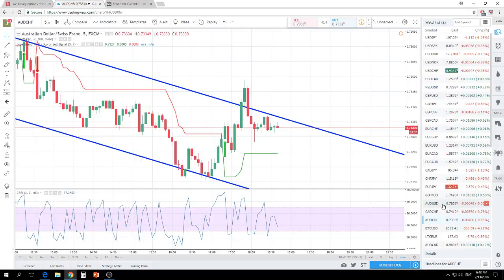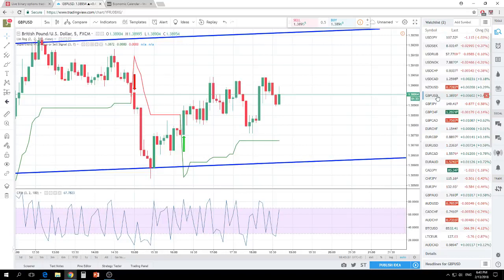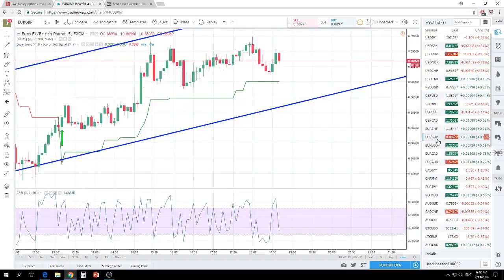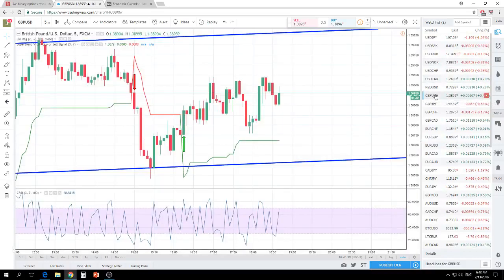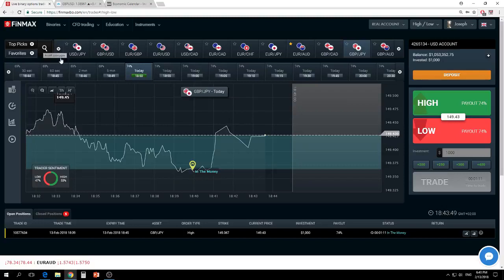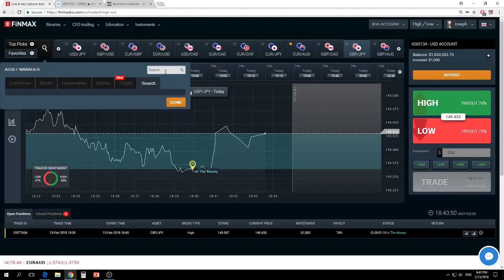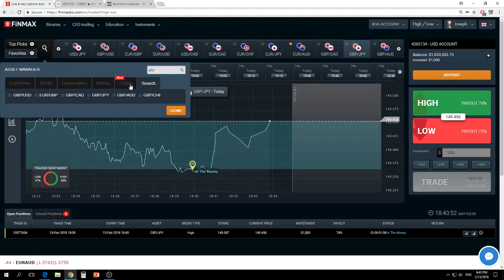Okay, let me check. GBP USD or Euro GBP? GBP USD is quite normal. And what about Euro GBP? Euro GBP is okay as well. Let us trade on GBP USD. Prepare our platform. GBP USD.